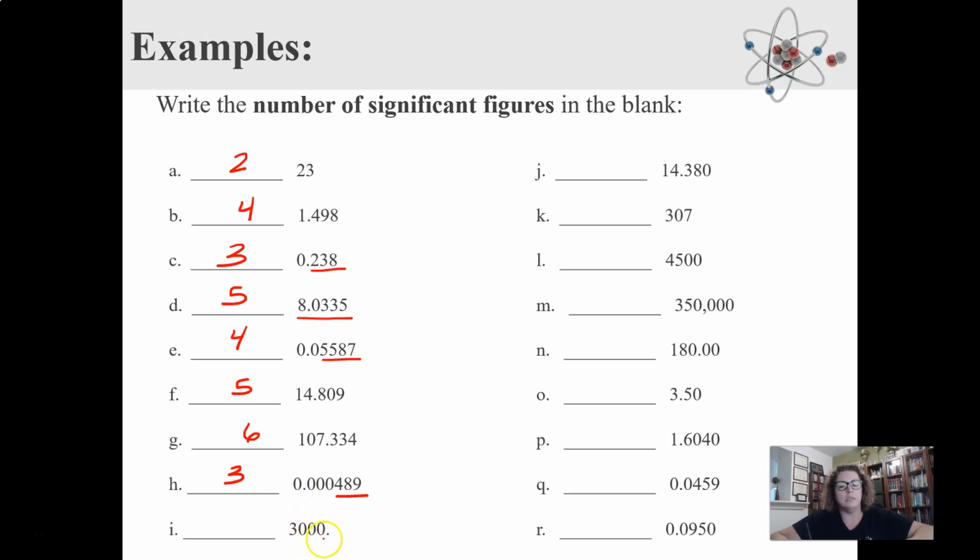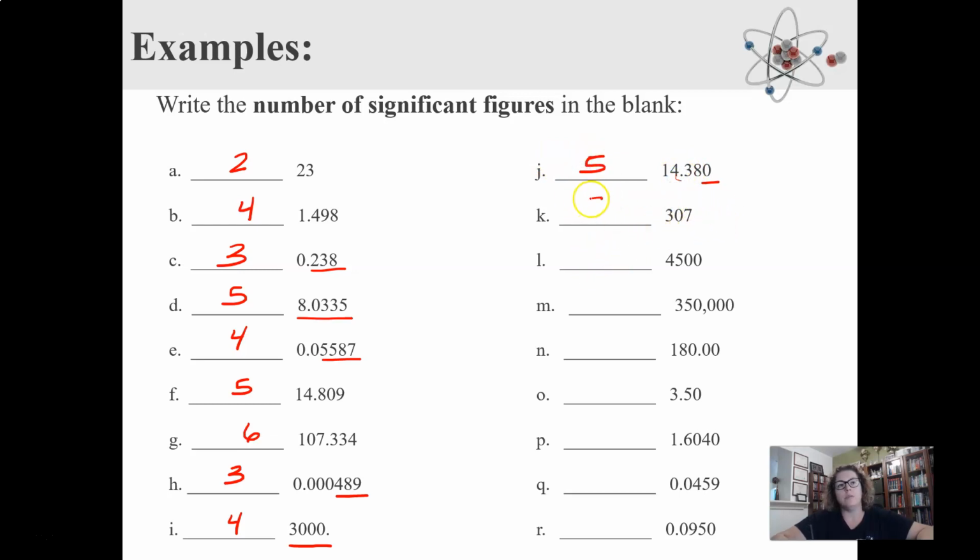Now letter I have 3,000 with a decimal. Now the question is, do these zeros, are they significant? And those zeros are significant because of 2 rules. Number 1, they're all after the 3, and there is a decimal somewhere. Okay, so I do see 4 significant figures. Letter J, that 0 is significant because it follows the 8, and there is a decimal. So I do see 5 significant figures.